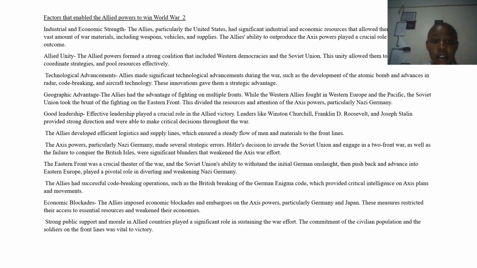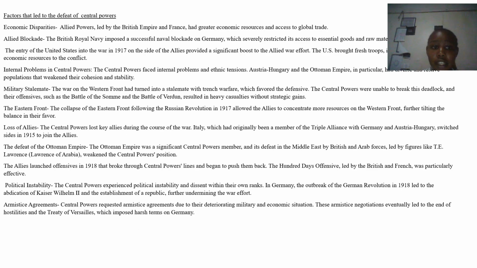Then factors that led to the defeat of the Central Powers. There were economic disparities. The Allied powers, that is the British Empire and France, had greater economic resources and access to global trade. They could sustain a long war, whereas the Central Powers faced economic difficulties and shortage of crucial resources due to the blockade and limited access to overseas markets.